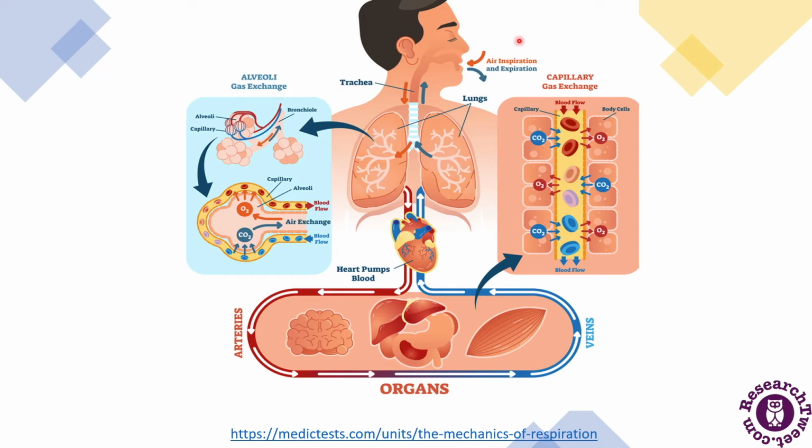As you can see, here the air is being inspired and expired. The inspired air carries oxygen and the expired air carries carbon dioxide. From the trachea, the windpipe, it will go inside the lungs, and there will be an exchange of gases in the alveolus, so for example there is capillary gas exchange and alveolar gas exchange. These are represented here, and the heart pumps the blood, which is transferred to various organs through veins and arteries, with capillary and alveolar gas exchange taking place.